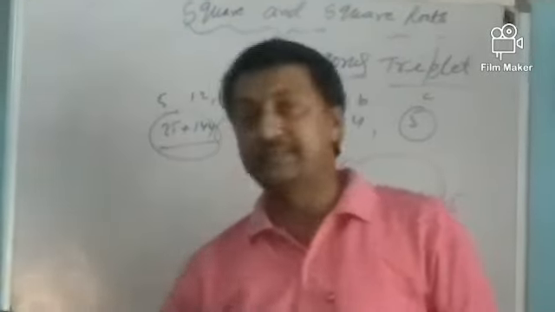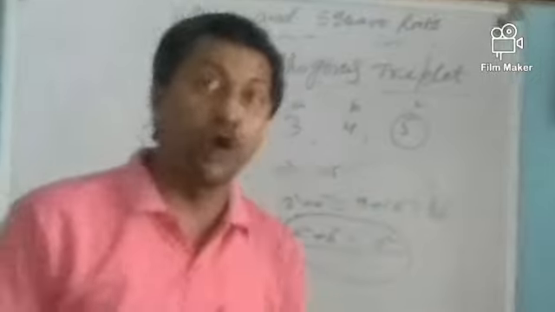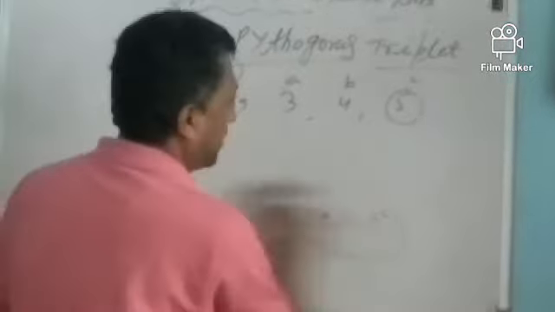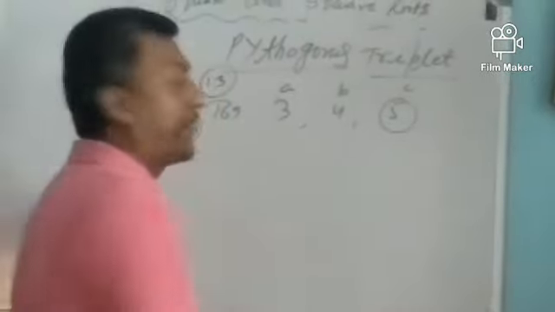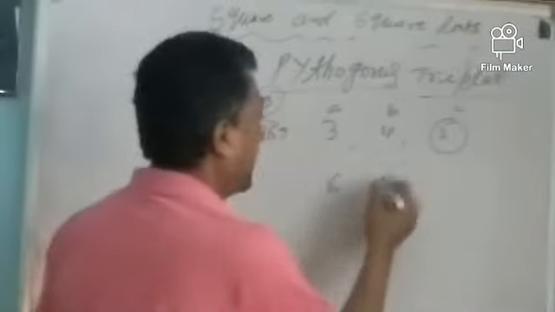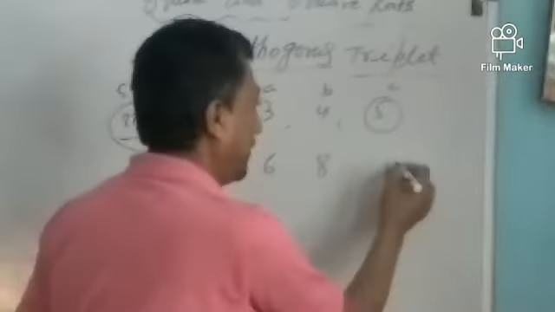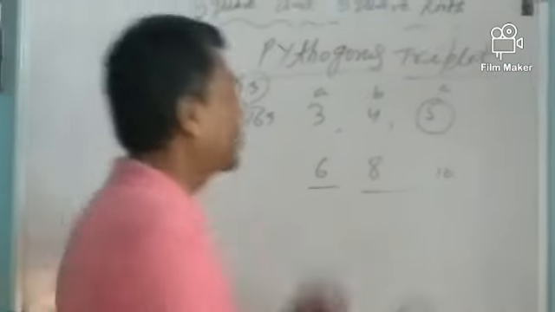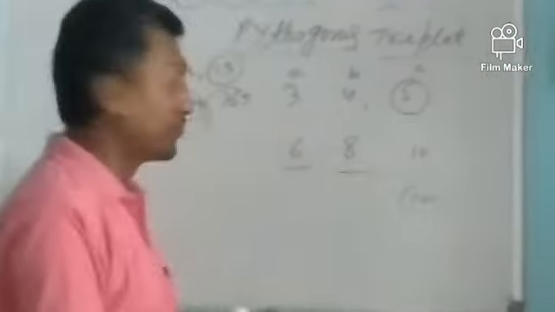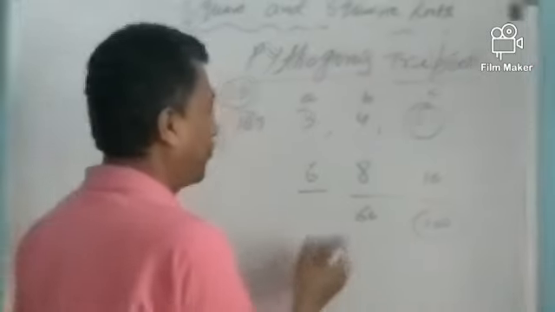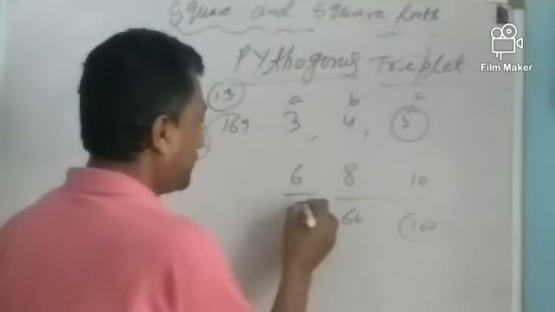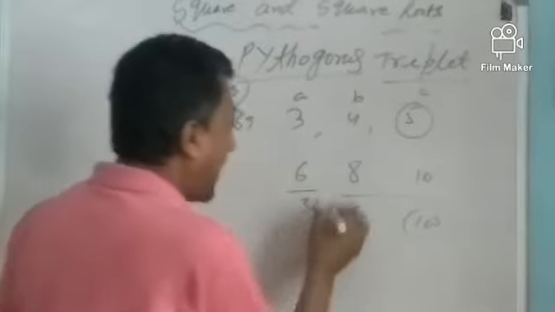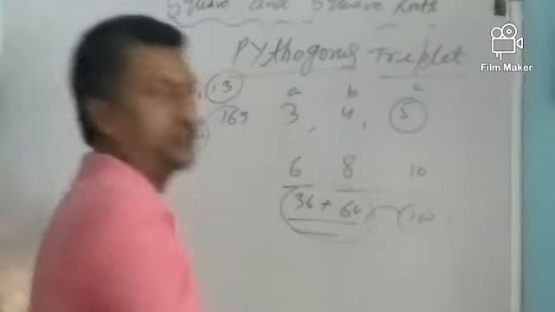If Pythagoras triplets are there, the multiples of these numbers also give a Pythagoras triplet. Like see, 3, 4, 5 is there. 3 2 ja 6, 4 2 ja 8, 5 2 ja 10. So these numbers are also a Pythagoras triplet. See here, 10 square is 100, 8 square is 64, and 6 square is 36. So if you add this one, it comes to 100.